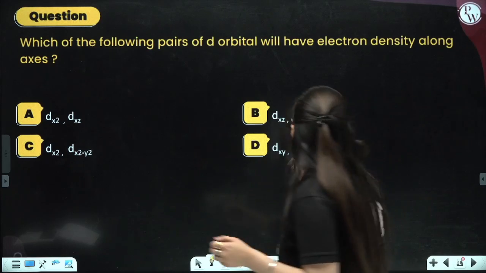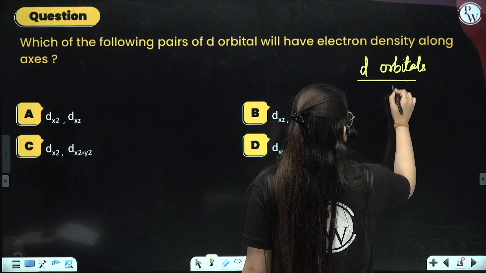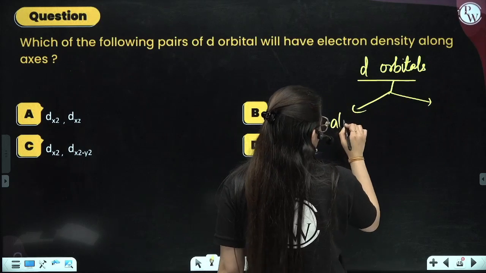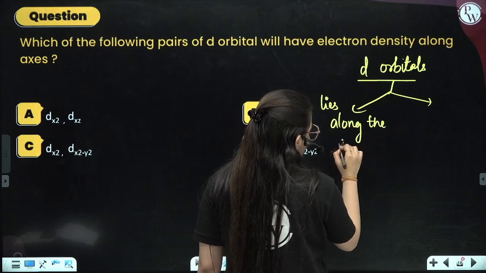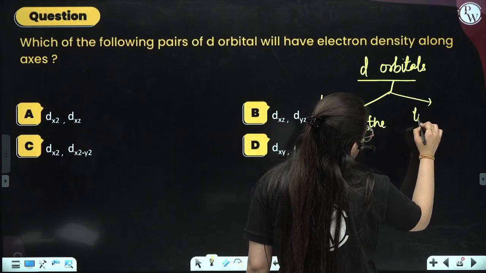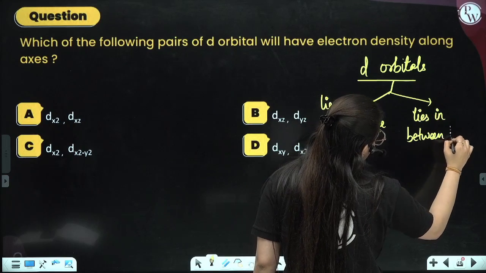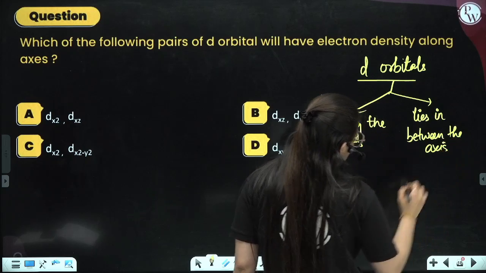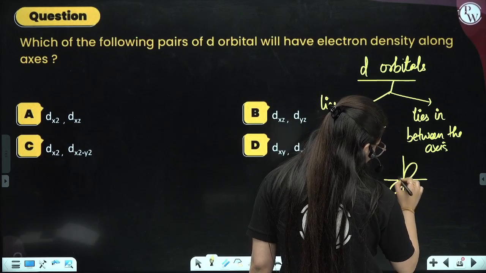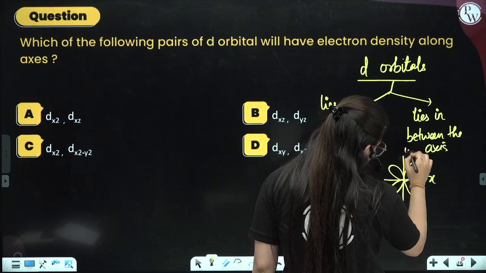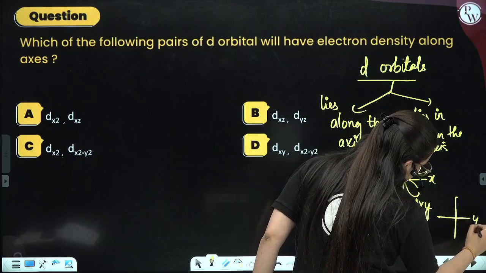Now see over here. If I talk about d orbitals, understand this. D orbitals are basically of two kinds. One lies along the axis, and another lies in between the axes. Now, the ones that lie in between the axes, one example is this one. If it is x, it is y. This is dxy.